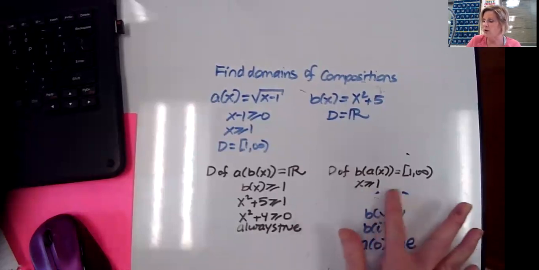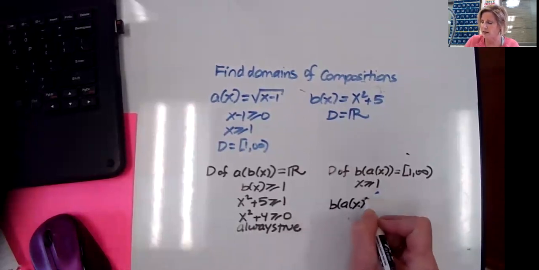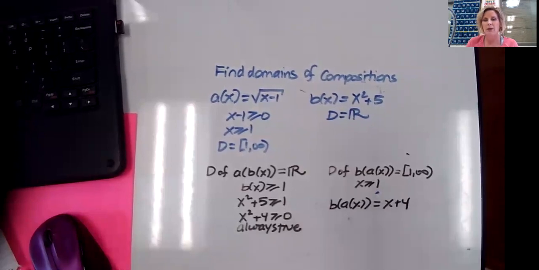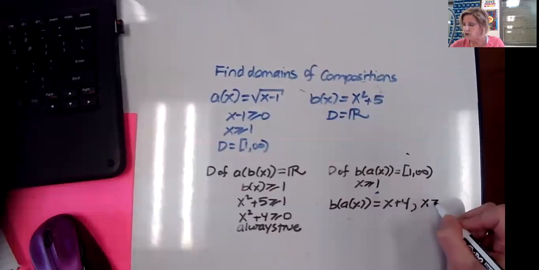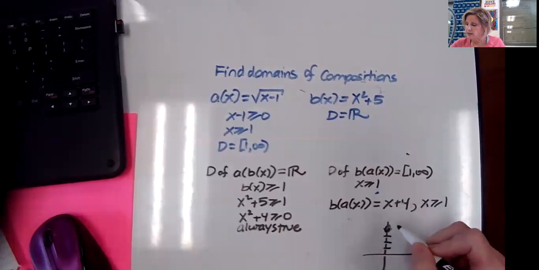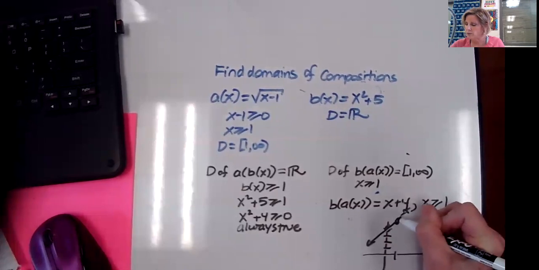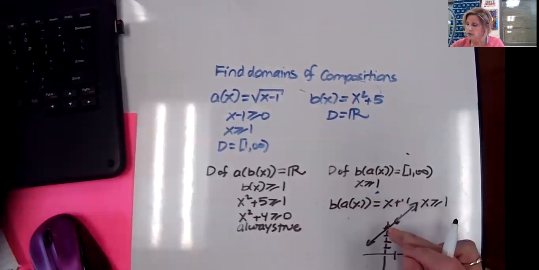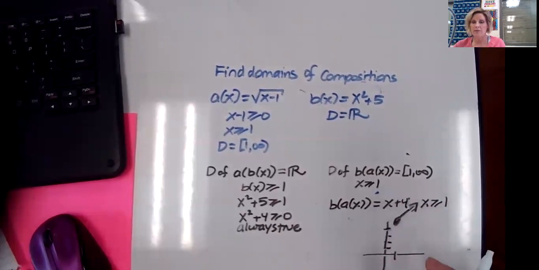So actually, if you want to be straight up about it, remember when I did the equation for b of a of x? And I think I got x plus 4 if I remember correctly. Technically, the equation is x plus 4 if x is greater than or equal to 1. So instead of it being the whole graph, and so that's what the whole graph looks like. What you would do is say, nope, go to x equals 1 and erase everything before that. So b of a of x is actually only the graph of the ray.